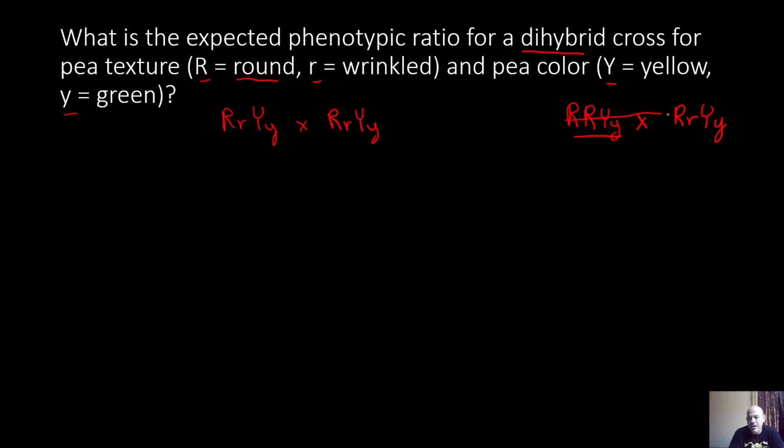Okay, so we're not going to do this 2-trait. We're going to do the dihybrid cross, and we're asking what is the expected phenotypic ratio. So for the first individual, we're going to need a Punnett Square that is built to reflect the number of possible gametes. So remember, there's 2 possibilities for R and 2 possibilities for Y, so that's 4.